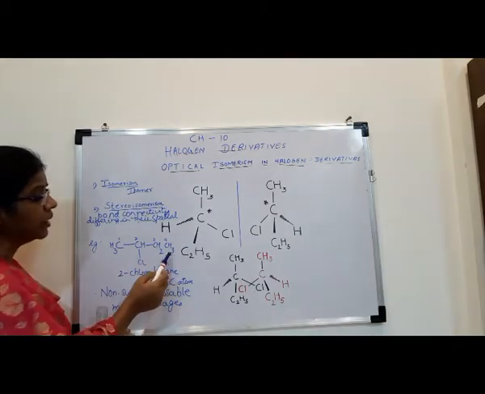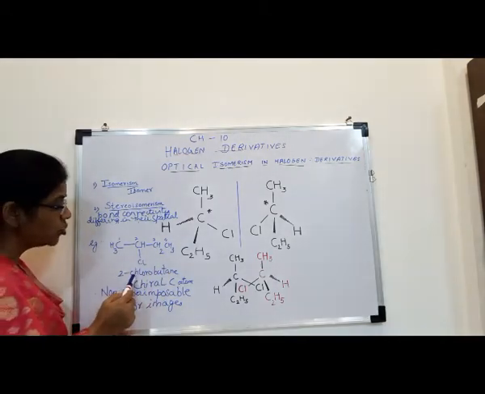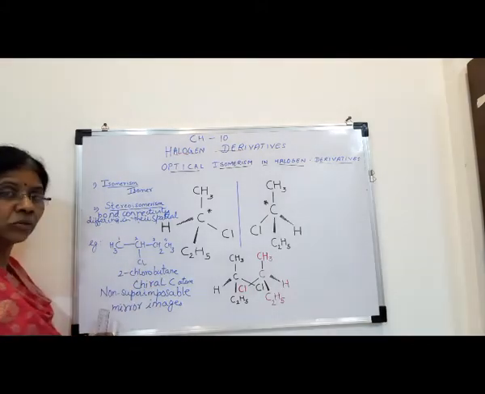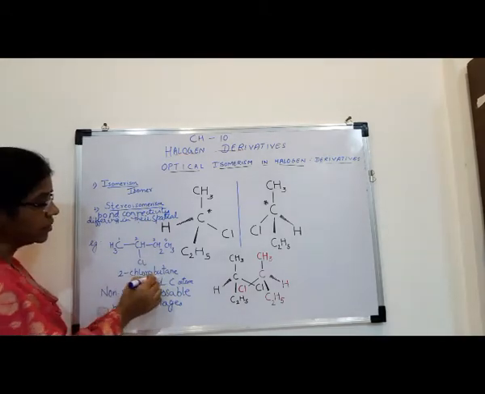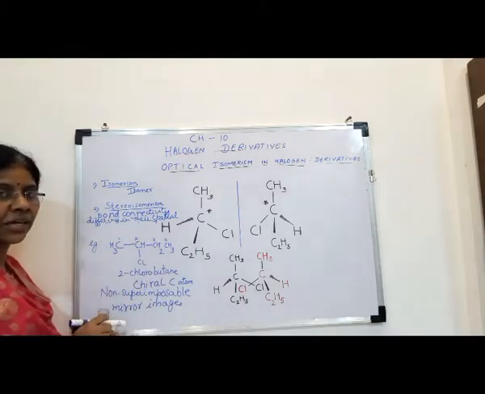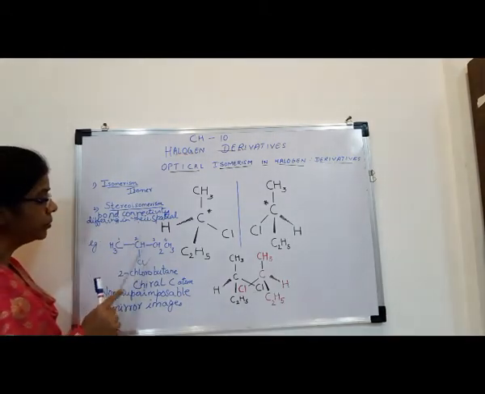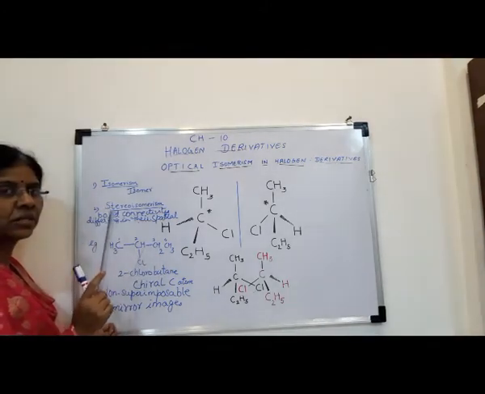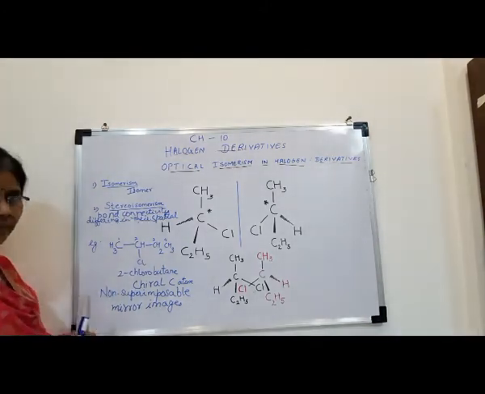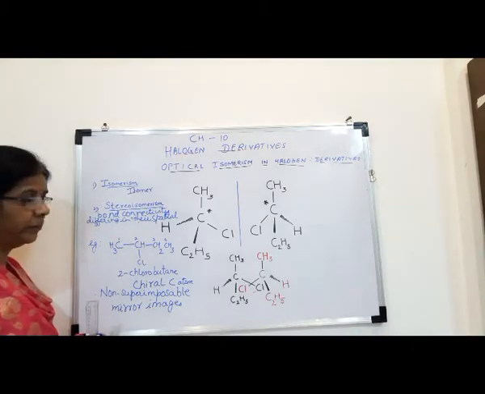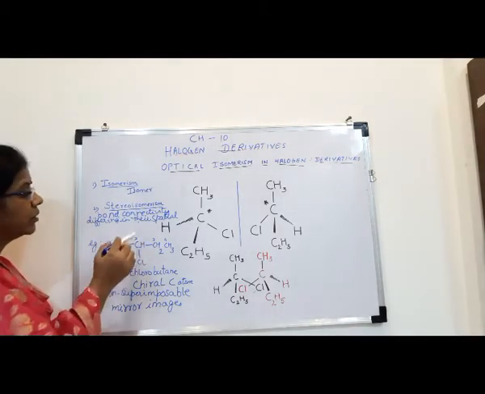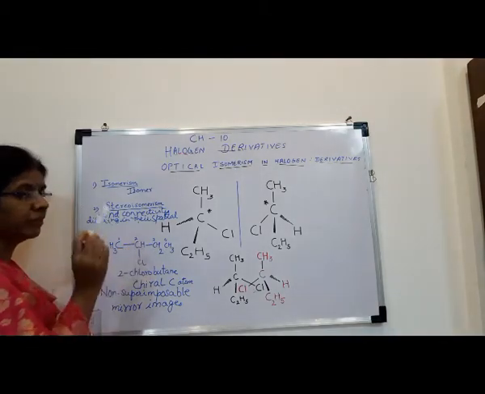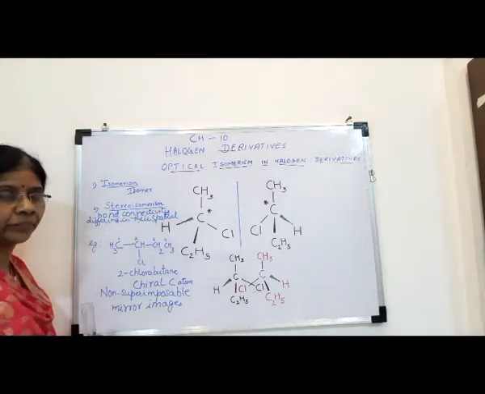And how do you name it? It is 2-chlorobutane. Why 2-chlorobutane? 1, 2, 3, 4: four carbon atoms in the longest continuous chain. On carbon number 2, the chloro group is attached. So this is 2-chlorobutane. Now this 2-chlorobutane has a specific carbon, which is a special carbon atom.